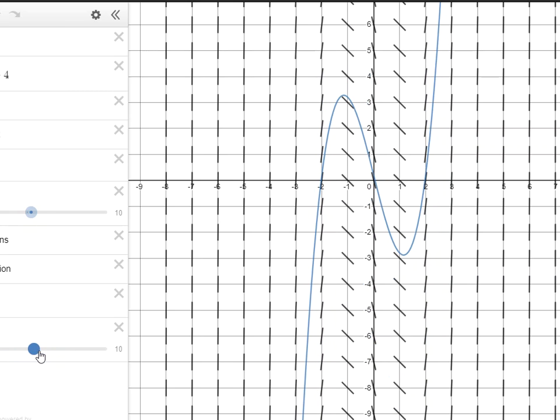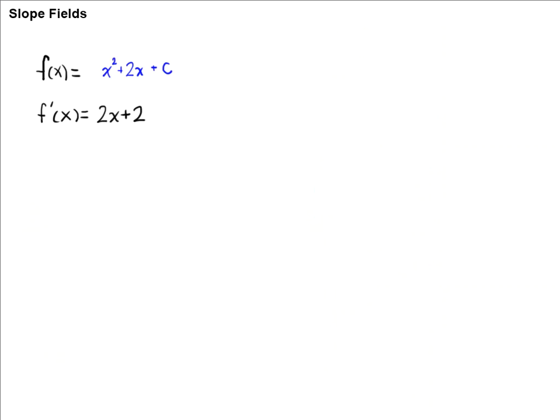By the way, let's call this one G. This is G prime of x. This is that second one I was just showing you. G prime of x is 3x squared minus 4. So that's the slope field I was generating.